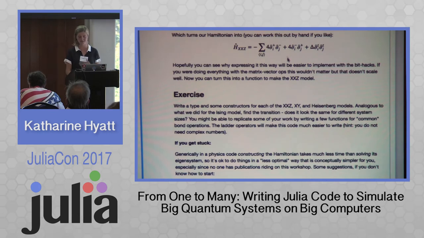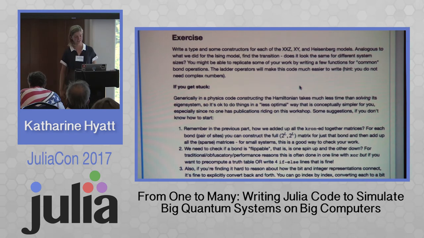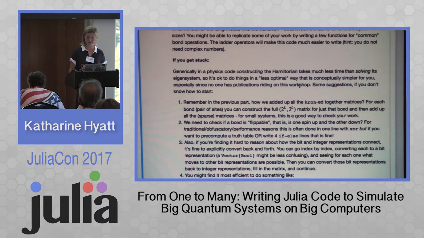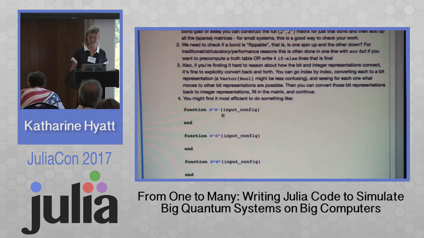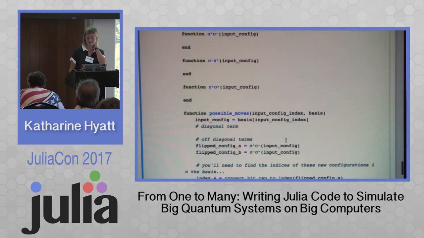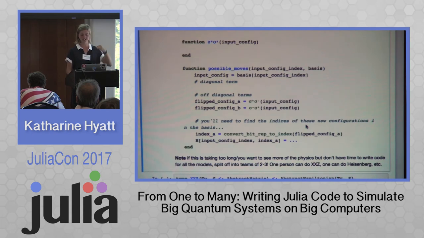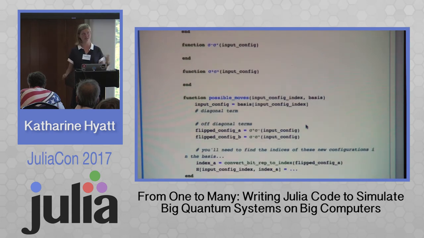So now we can take this thing and write a function to do the XXZ model. We're going to write some constructors for XXZ, XY, and the Heisenberg models. And since these are all related, you can probably reuse a bunch of your code. In particular, the fastest thing to do might be to write a function that implements these two together: sigma z, which you already have code for from the previous bit, and then, given some input configuration in the basis, generates the possible new configurations for that input list of spins. Does that make sense? Have I lost everyone?